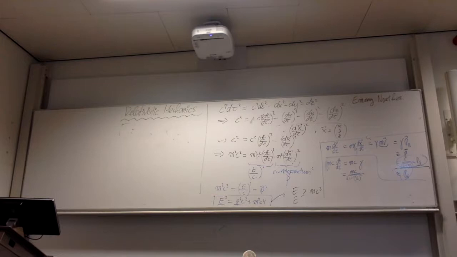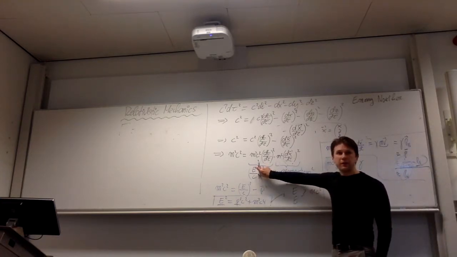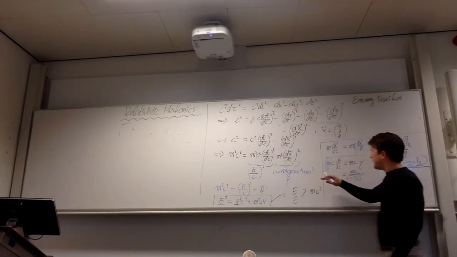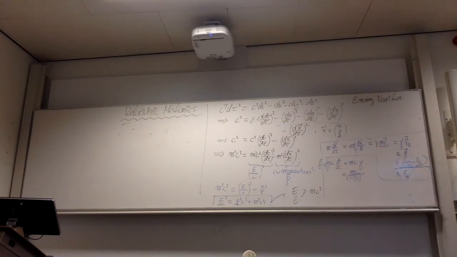Why should it be just square? Is it about this square? That one? Yeah. Okay, but I want to look at the thing inside. So my claim is this is E over c. Energy over c. Okay.